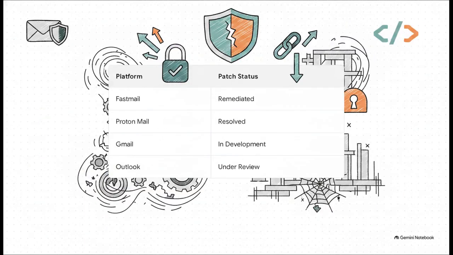Now, looking at the remediation matrix, we're seeing a pretty divided response based on how agile these companies are. Fastmail moved fast and fully remediated 2 critical flaws by completely refactoring their HTML engine. ProtonMail fixed their image proxy bypass with stricter filtering, but the big enterprise giants, they are wrestling with massive legacy architecture. Google's Gmail is currently in active patch development, and Microsoft Outlook is under review, having deployed some partial mitigations against those real-time logging exploits.